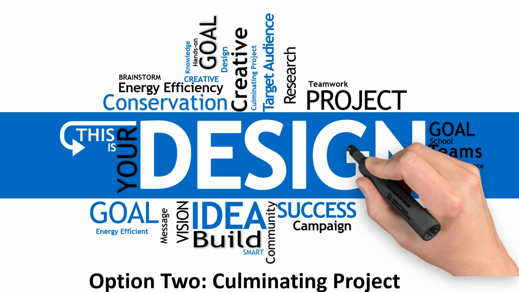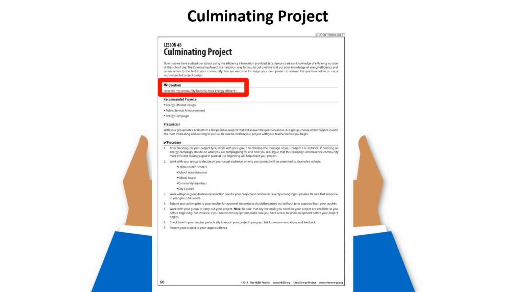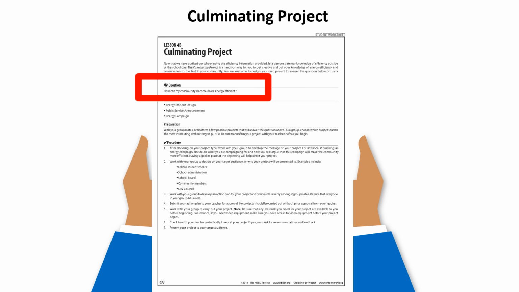The Culminating Project is a creative hands-on approach to put students' knowledge of energy efficiency and conservation to the test and answer the question, how can my community become more energy efficient? Students are welcome to design their own project or use the recommended project design. Assign students in groups to develop a message, plan, and carry out their culminating project. Final projects should be presented to a target audience.